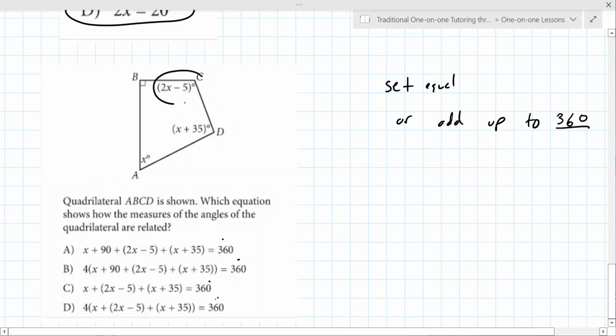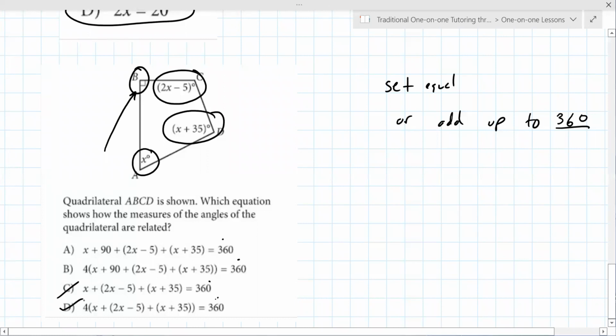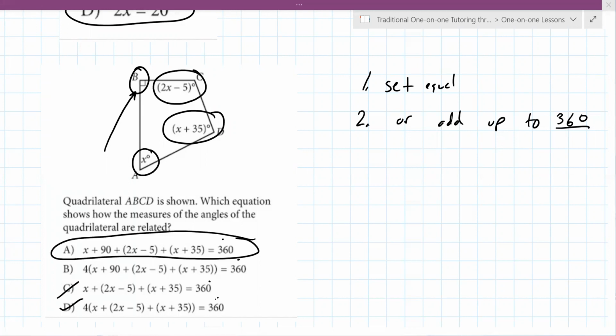But there are four angles: the 2x minus 5, the x plus 35, the x, and then what's this one? 90. So which one has a 90 in it? A and B. So it's definitely not C and D. Now, what I see with B is a multiplier. Did we ever say anything about multiplication? No. So it must be A. Do you have to solve for x? No, you do not.